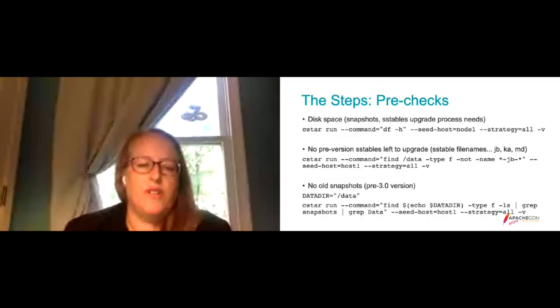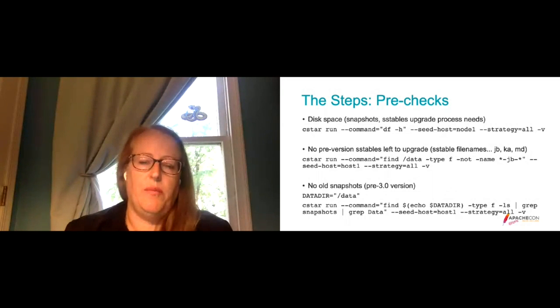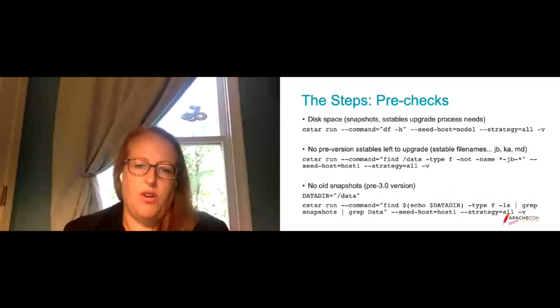And here we did run some cstar jobs. So one was to check that disk space that I talked about earlier. These verification steps were done with strategy all because they weren't very impactful and it was okay to run them against all of the nodes. We also wanted to make sure that there weren't any SSTables left behind from a previous upgrade, just in case, because that causes a bit of messiness. So I just wanted to make sure all the SSTables were in the current version format for the Cassandra version running on the servers.